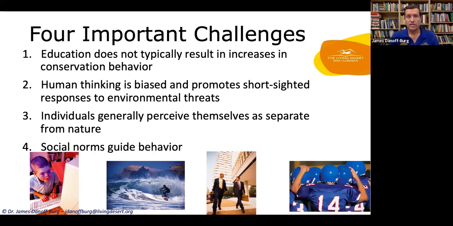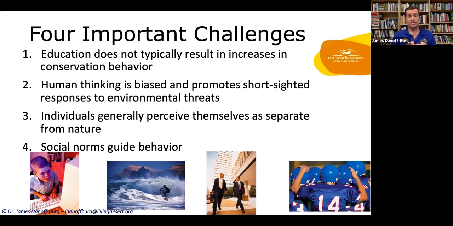And fourth of the challenges that Wes poses to conservation as a whole is that social norms guide our behavior. A social norm is when I am doing something because everybody else is doing that same thing. Or I see some groups of people doing that, and I think that's the right thing to do. I want to continue to do that, right?